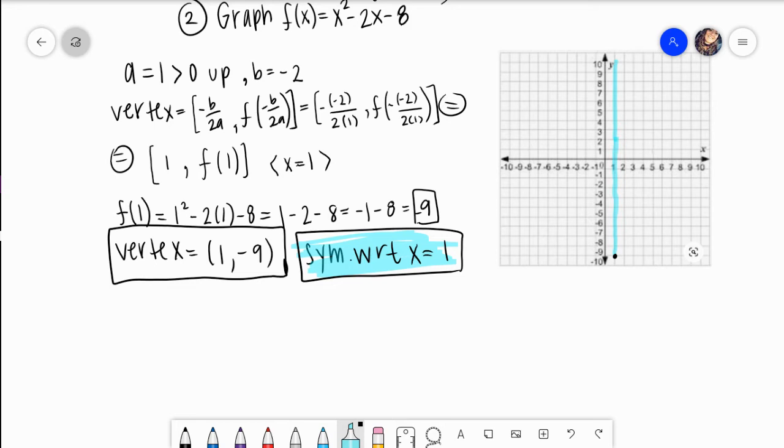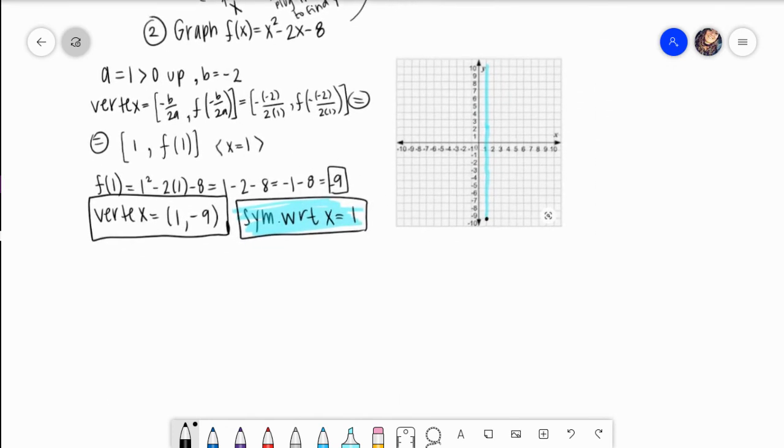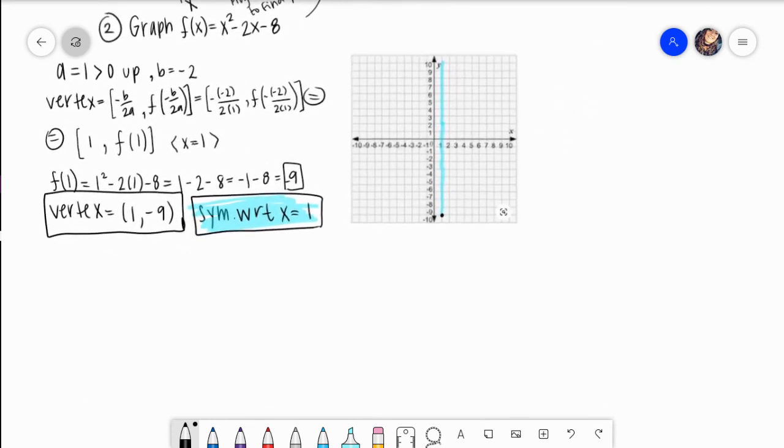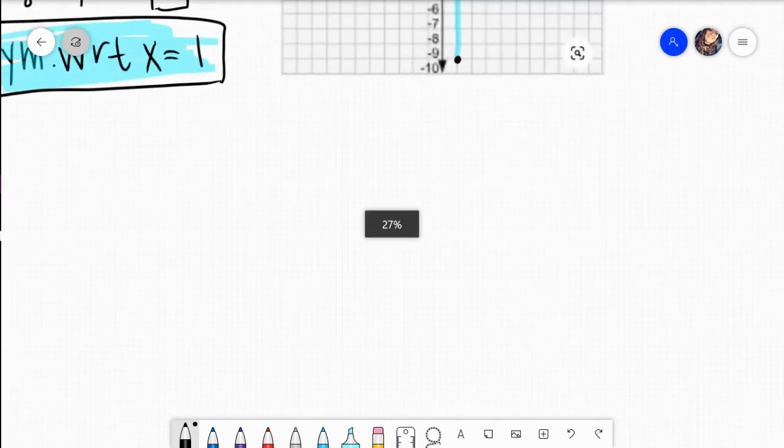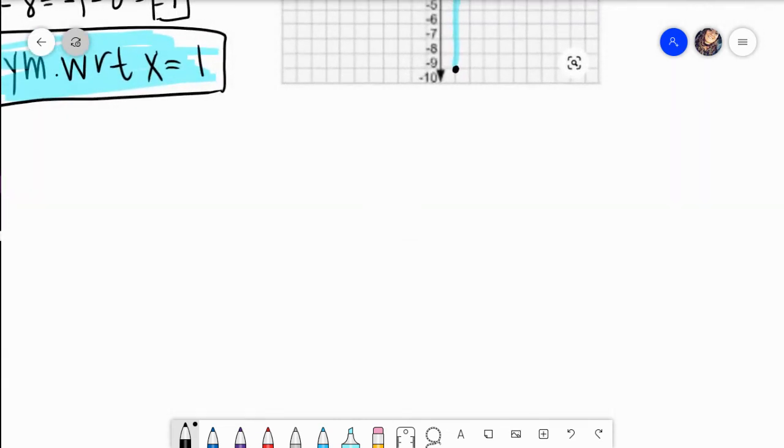Okay, so what else do we need to know? Well, in order to graph this, we need the x-intercepts, we need the y-intercepts. So let's go ahead and do those. For my x-intercepts, I'm going to come right here, y'all.